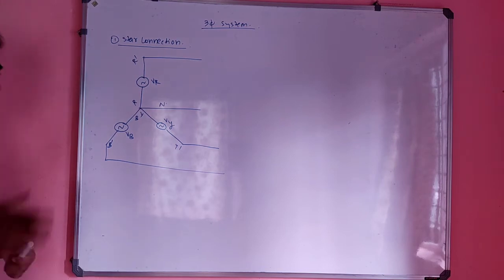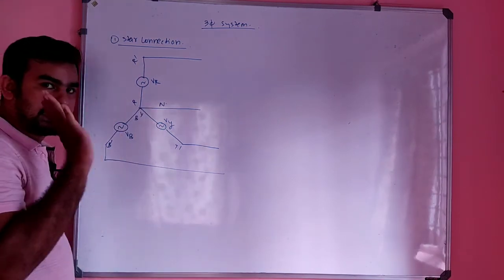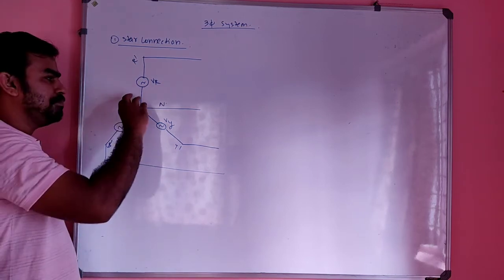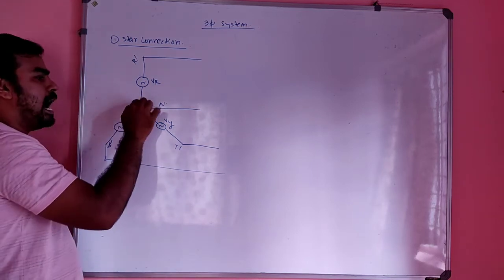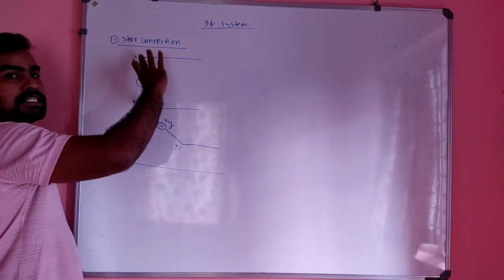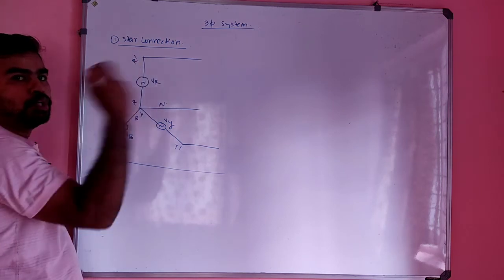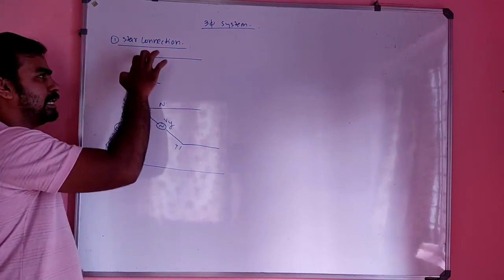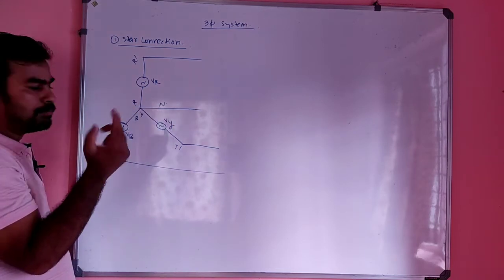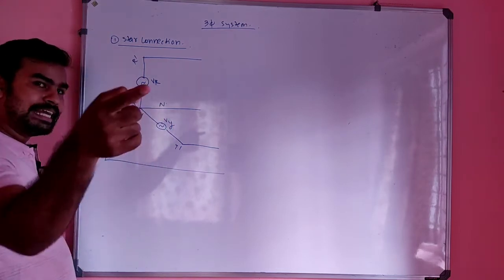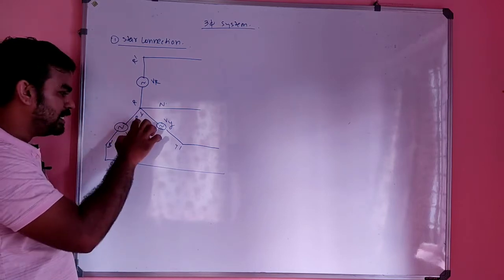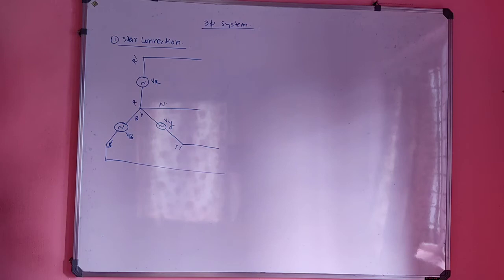Listen. Star connection means the similar ends of the conductors are connected together. This R phase has 2 terminals, one is R and another one is R dash. This Y phase also has 2 terminals, one is Y and another one is Y dash. This B also has 2 terminals, one is B and another one is B dash.